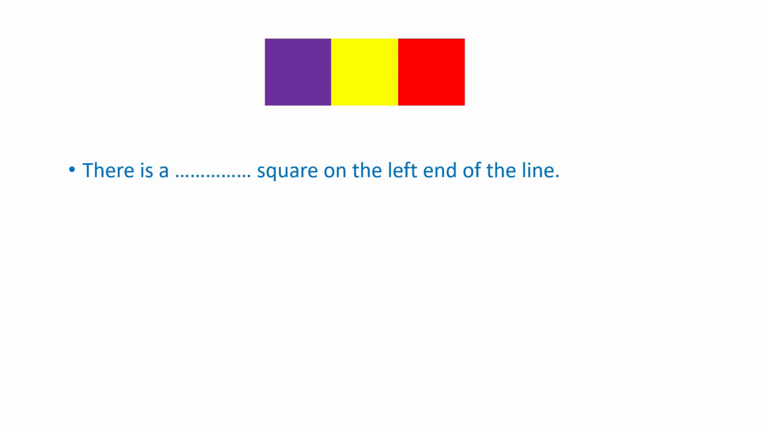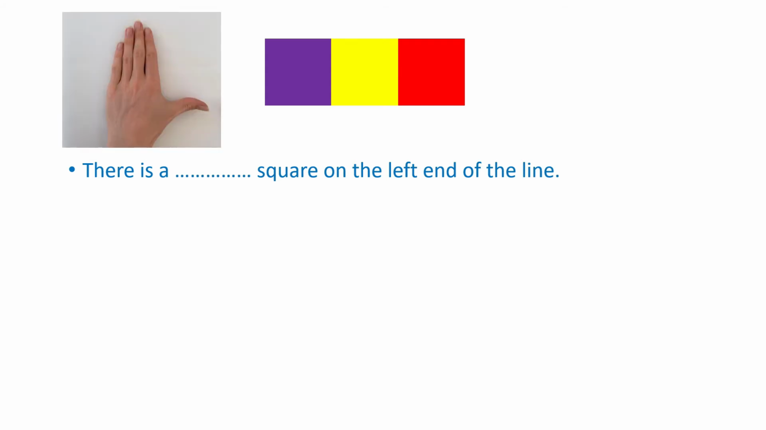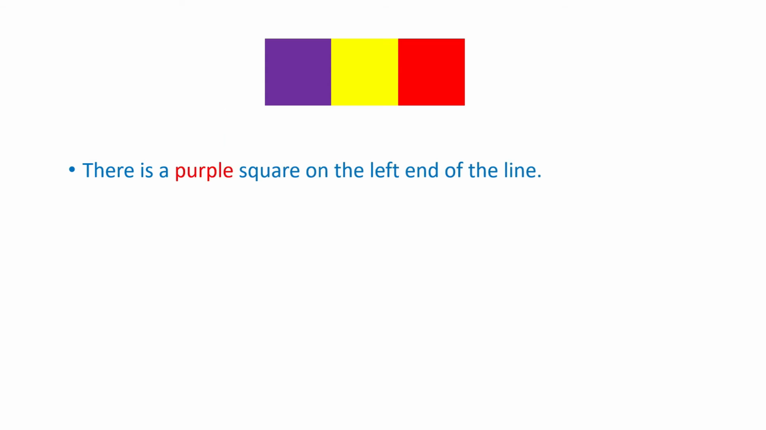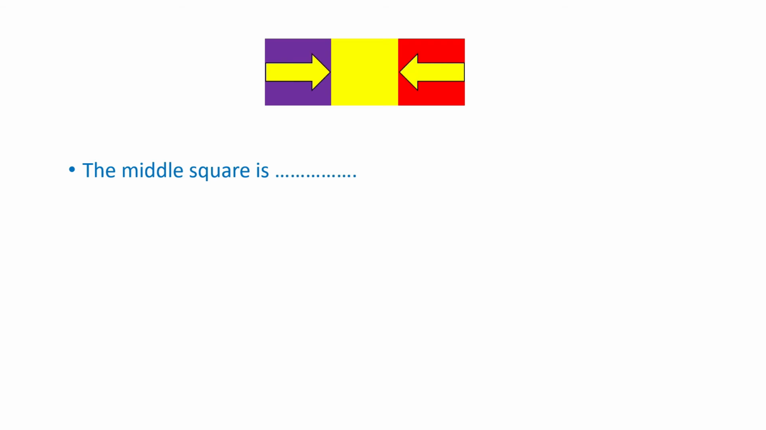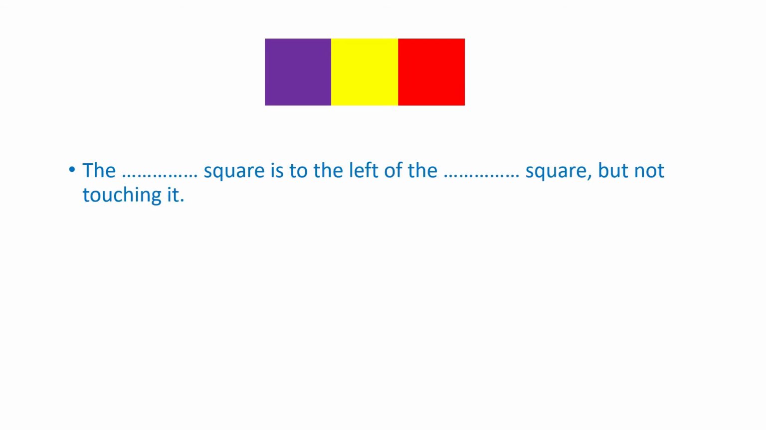There is a something square on the left end of the line. Remember to look for the left. So the colour that's on the left end of the line is purple. The middle square is what? Well, if we go from the end of the line and count in, we can see that the middle square is yellow.